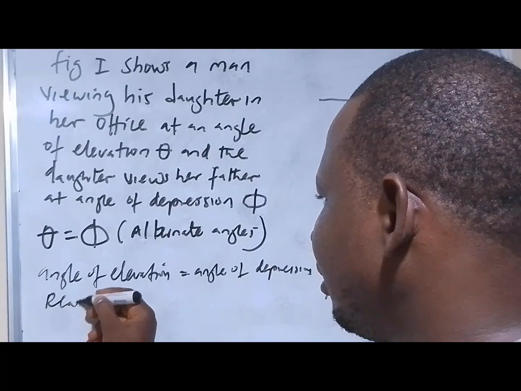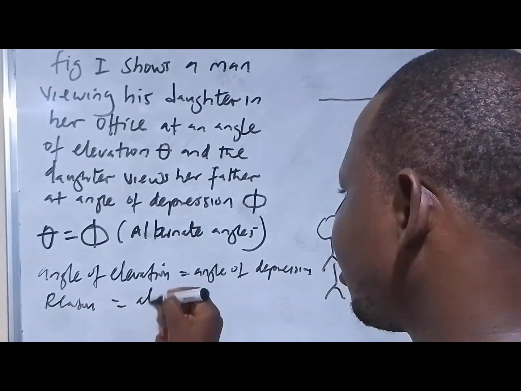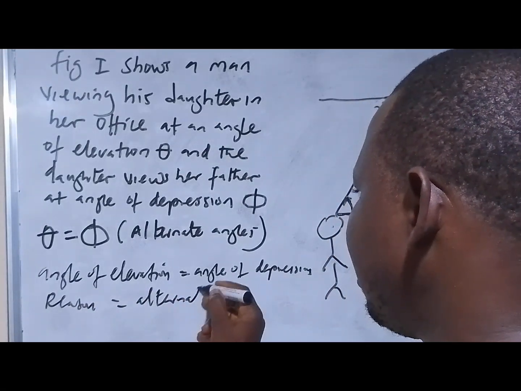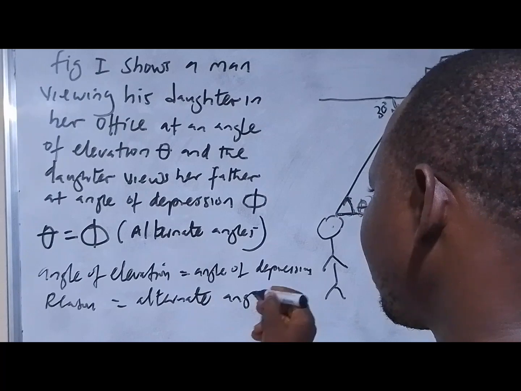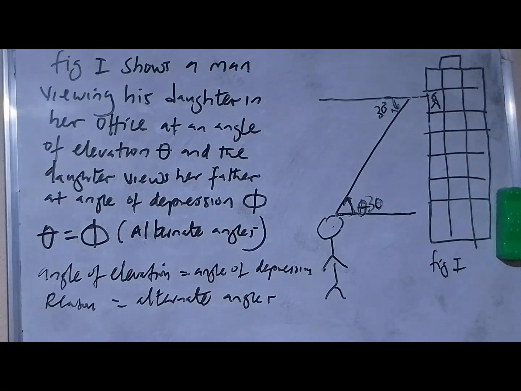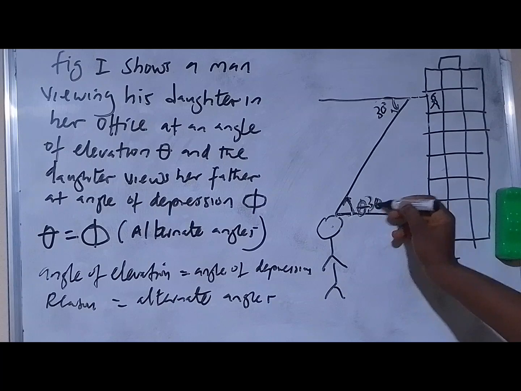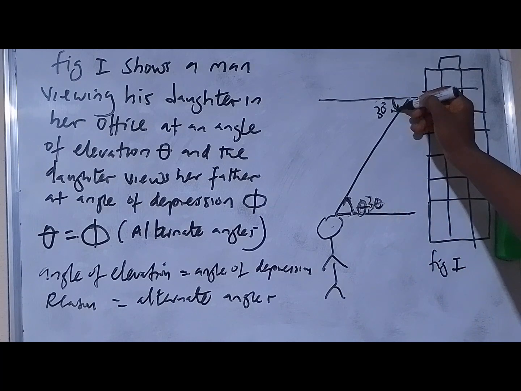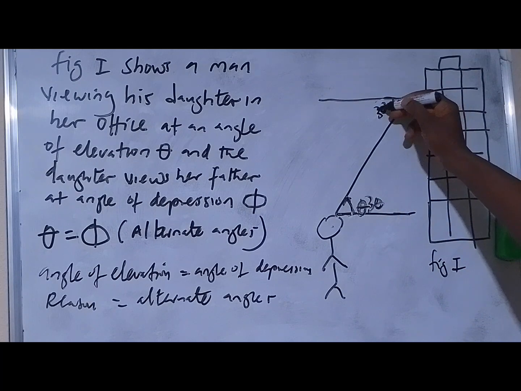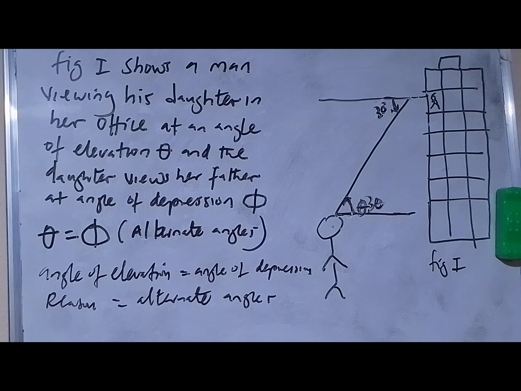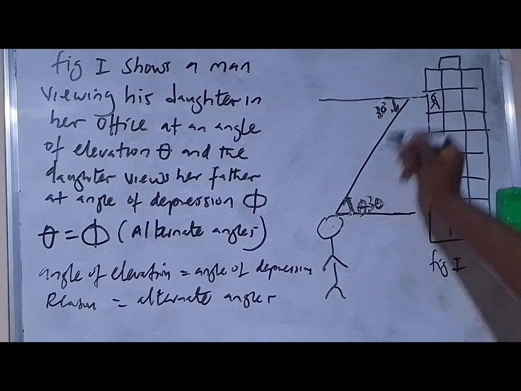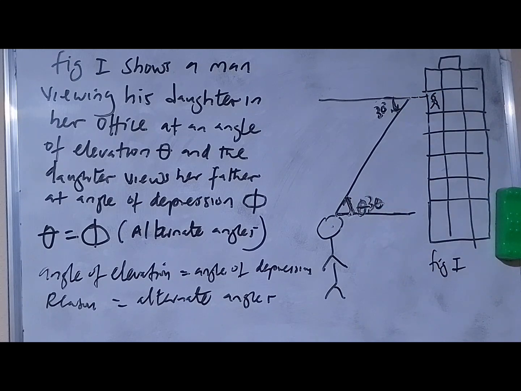Reason, they are what? Alternate angles. They are alternate angles. So if here the angle of elevation is 30, then the angle of depression here is what? 30. They are alternate angles. This angle and this angle are the same.